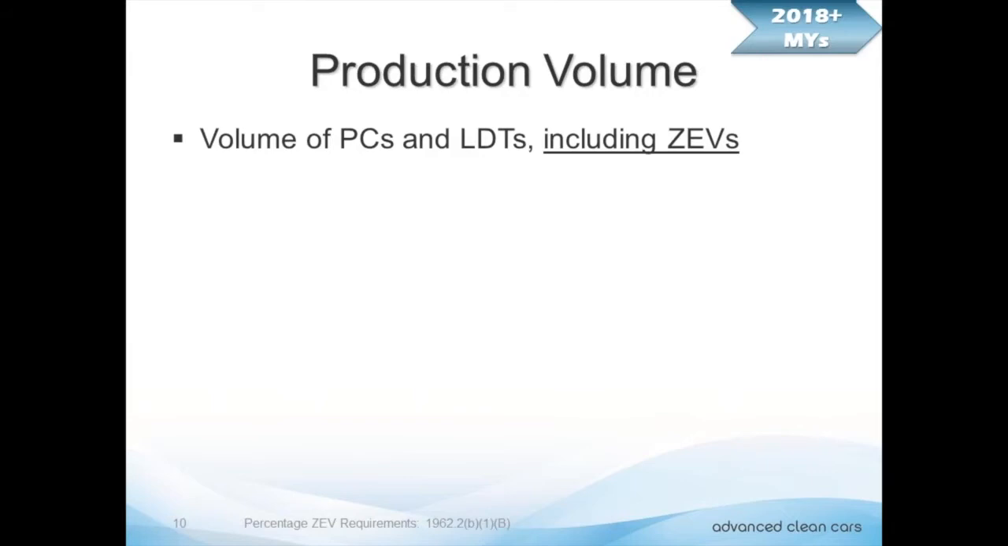The calculation of production volume is based on a manufacturer's average sales of passenger cars and light-duty vehicles. Please note that starting in 2018 model year compliance, a manufacturer will be required to include the number of ZEVs produced for a given model year. Prior to 2018, manufacturers had a choice on how production volume is calculated within each state every model year.